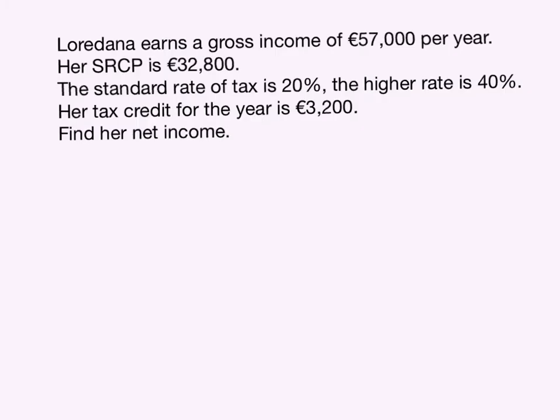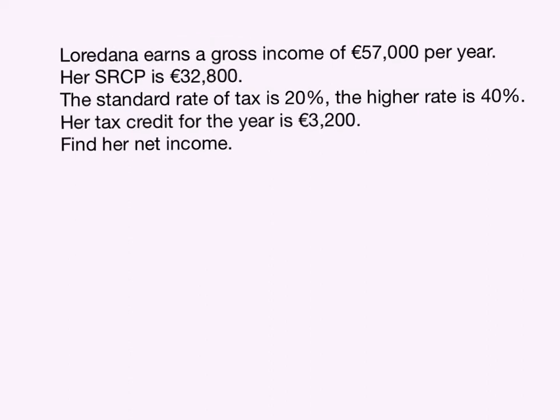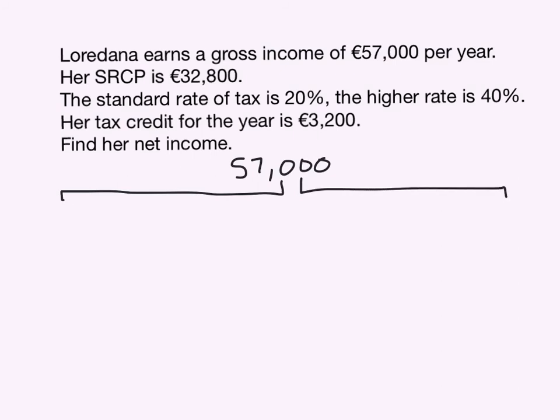Okay, so what I want you to do now is take down this question. I want you to pause the video, go back, have a look at your steps from the last video, and then have a go at this question. Okay, so let's use our structure that we were using. So let's start off with writing 57,000 at the very top. That's our gross income. Then we are going to split that in two.